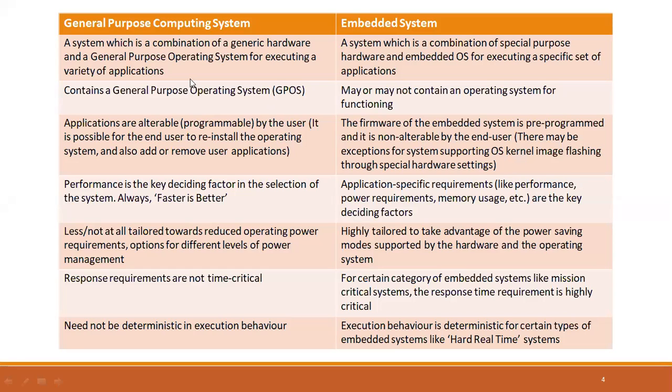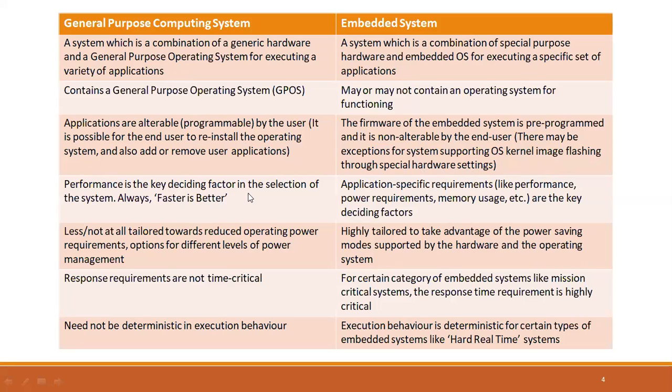And applications are alterable by the user. It is possible for the end user to reinstall the operating system and also add or remove user applications. The firmware of the embedded system is pre-programmed, it is not alterable by the end user. There may be exceptions of systems supporting OS kernel image flashing through special hardware settings. But in the case of the general purpose computing system, you can reinstall an operating system, right? A user can reinstall an operating system on his own, but that is not done on the embedded system. A firmware cannot be installed by the end user, right?